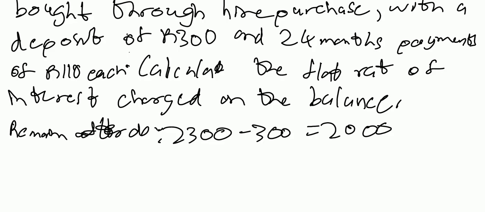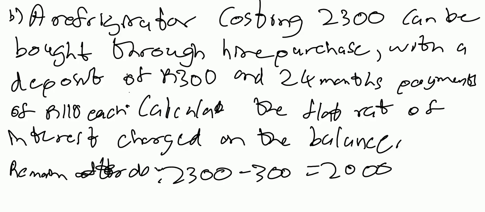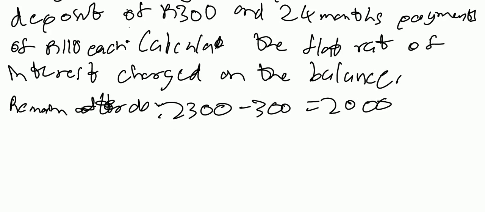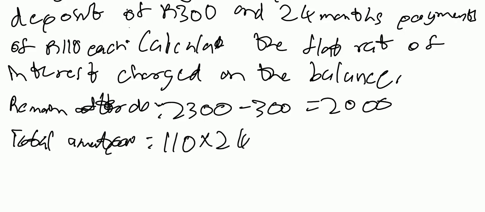So they say this guy, let's check his name. Oh, it's still James. They're saying James wants to take a refrigerator, then he pays a deposit. So now we have 24 months payment, which means 24 payments, monthly payment of 110 each. That means over a period of 24 months, the total amount paid will be 110 multiplied by 24, which is what?